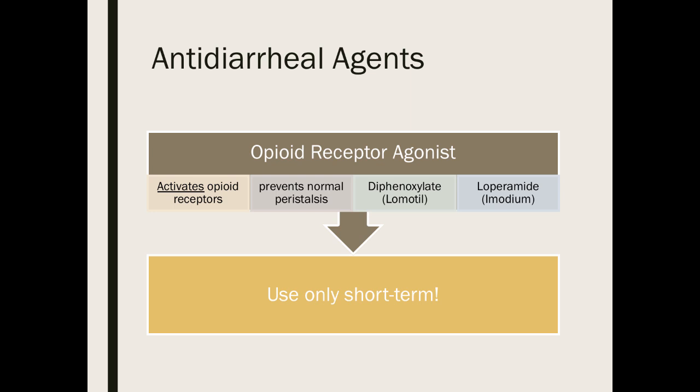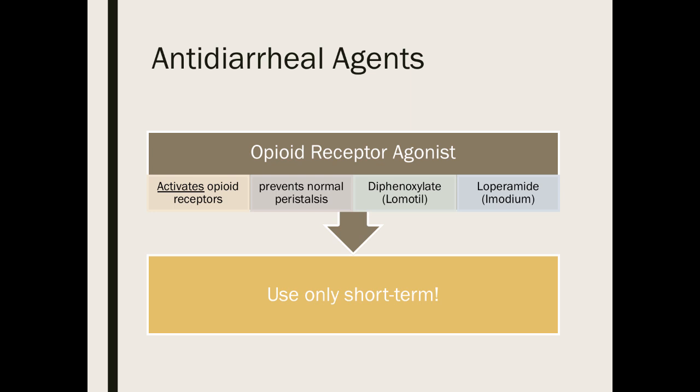If we think back to morphine, a common long-term side effect of morphine use is constipation. So this slows normal peristalsis by stimulating these opioid receptors. So if you see a patient taking Lomotil or Imodium, you can get Imodium over the counter. Lomotil, you can find that over the counter. These are opioid receptor agonists.